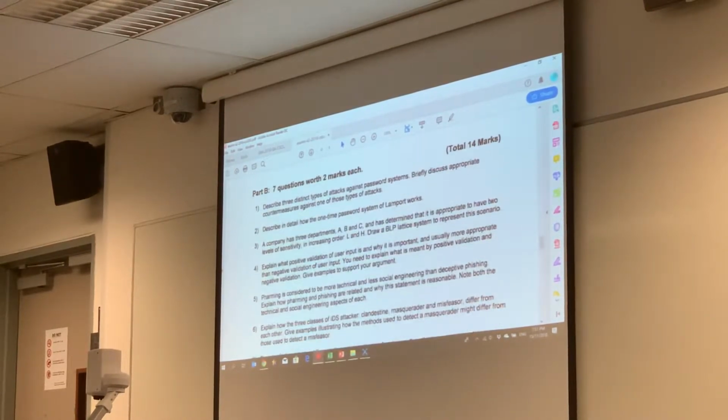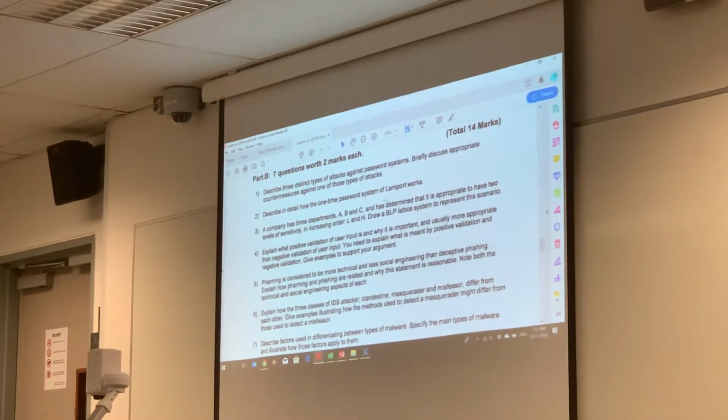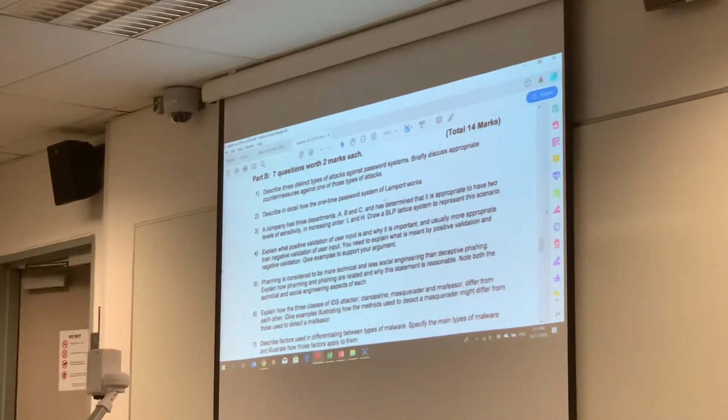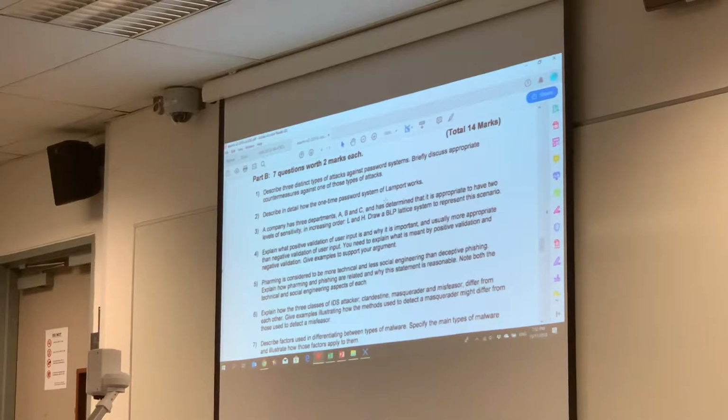This question, section B, two marks each. Three distinct types of attack against a password system: dictionary attack, brute force, and hybrid. Explain, and discuss an appropriate countermeasure against each attack. One-time password again.